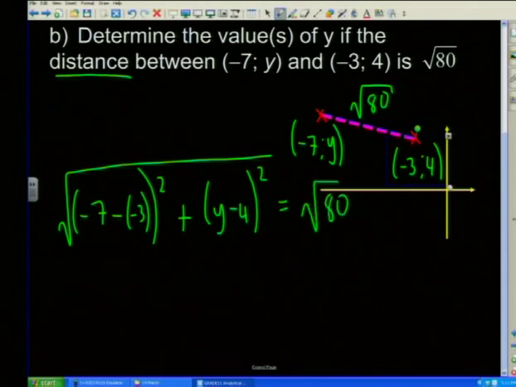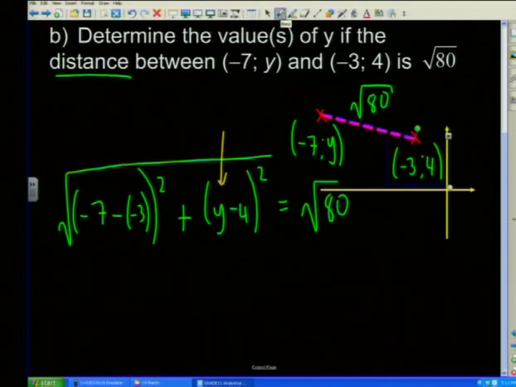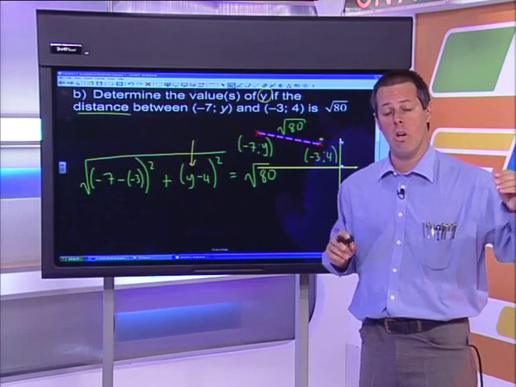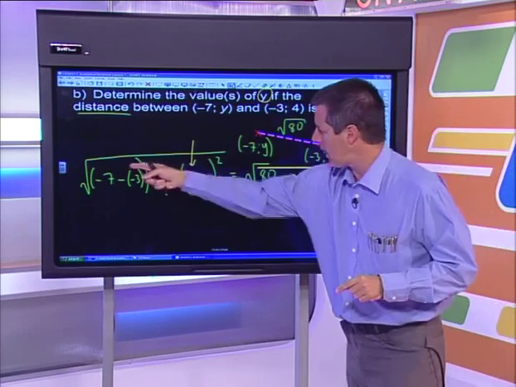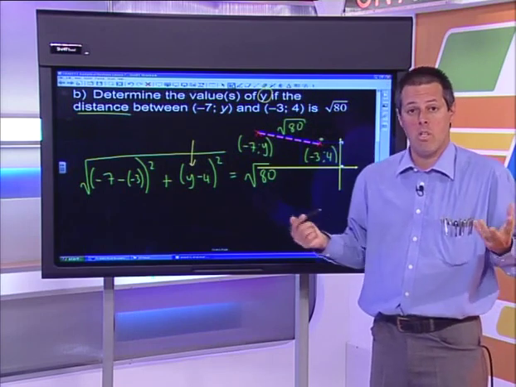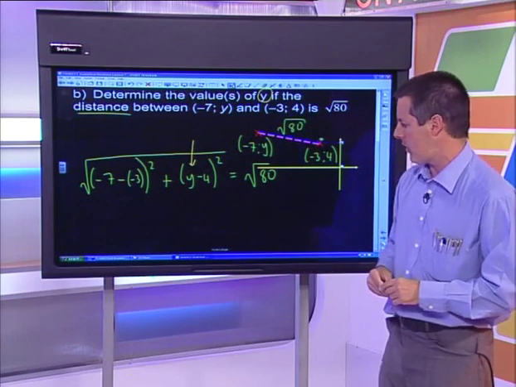Now my overriding goal is to find y, which was the question anyway, to determine the value of y. But now I've got a target, and what has happened is this is no longer really an analytical question. I've used analytical to create an equation. From now on, I'm just going to solve an equation. I needn't have known a single thing about analytical after the first line.